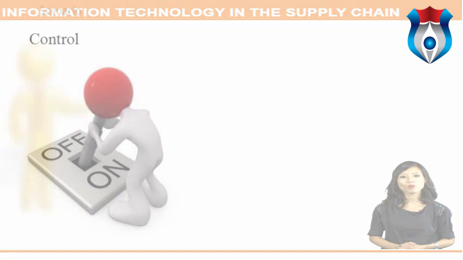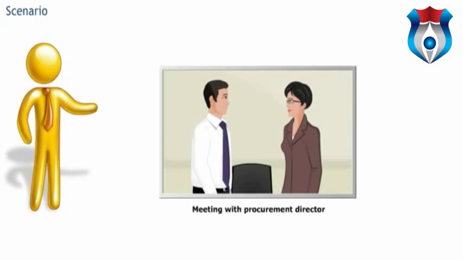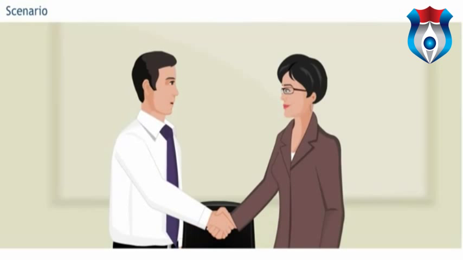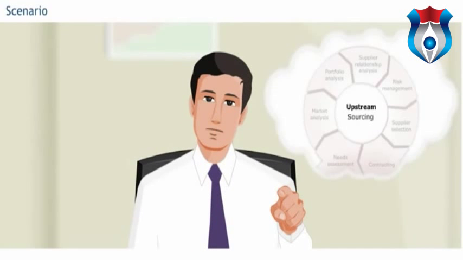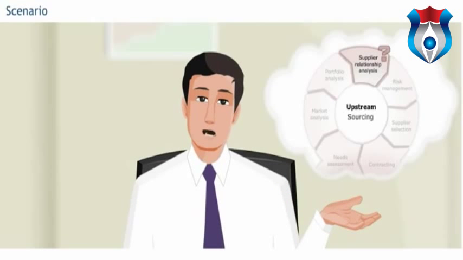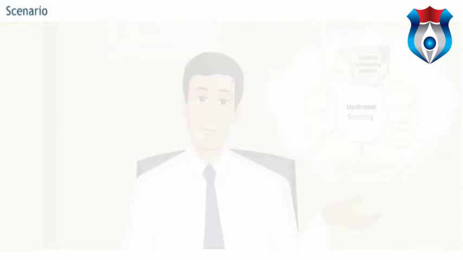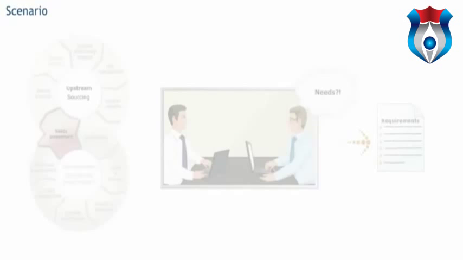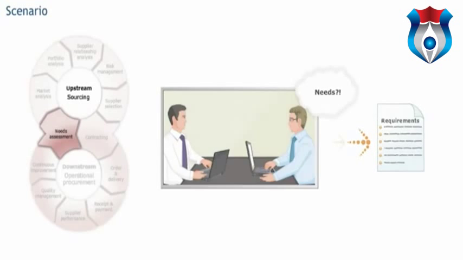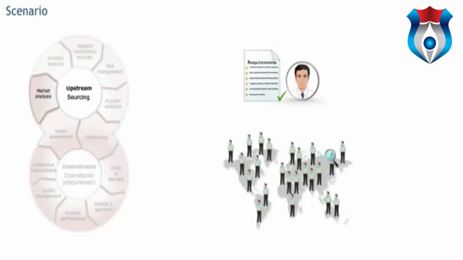Daniel has scheduled a meeting with Anna Garcia, the procurement director at Wind Plus. Hello, Anna. How are you doing today? Great, Daniel. Thank you. Anna, can you explain the next step of the sourcing process, which is supplier relationship analysis? Sure, Daniel. First, let's review our progress. We have assessed the needs. Based on the requirements, we analyzed the market.